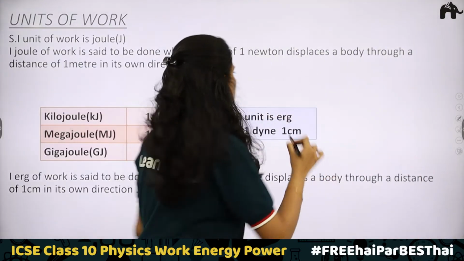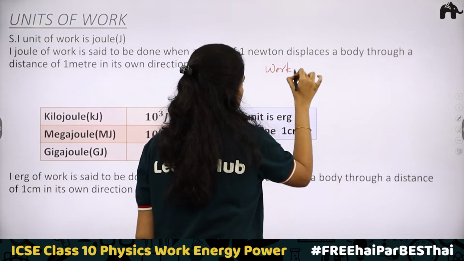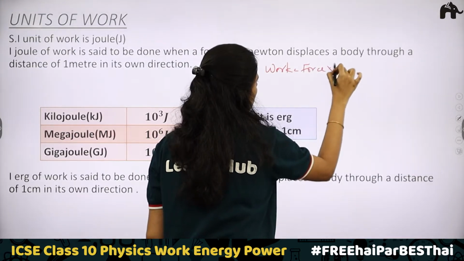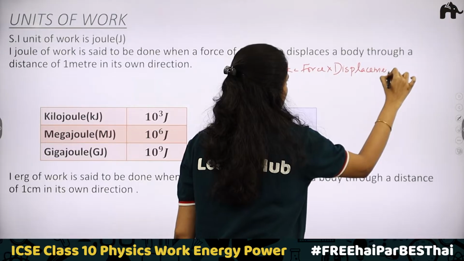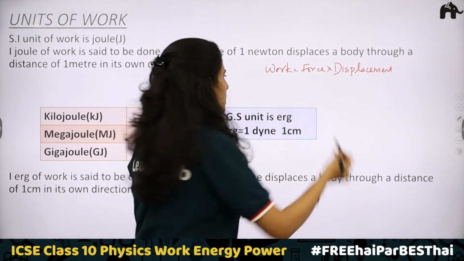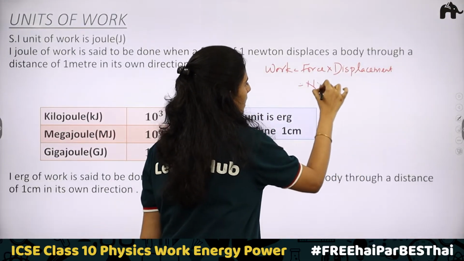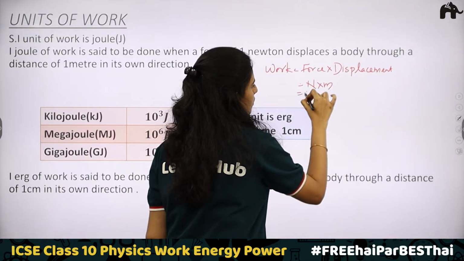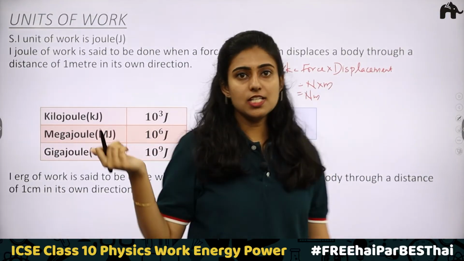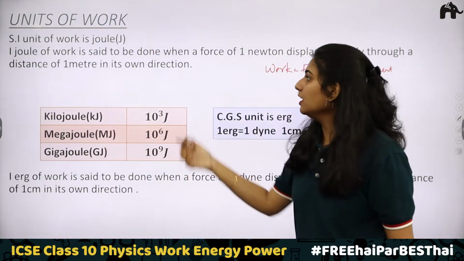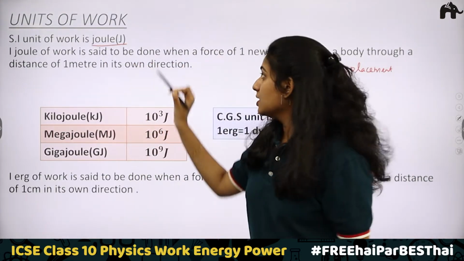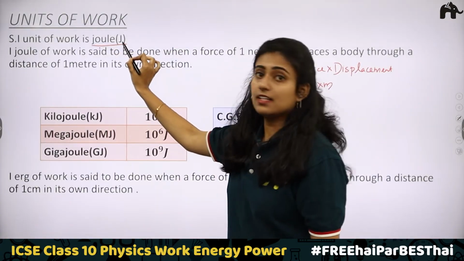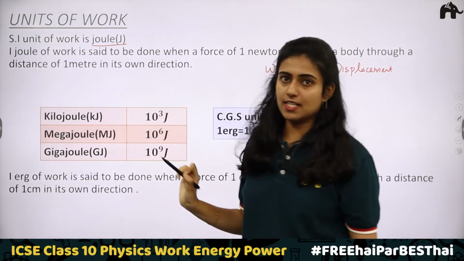Next, what are the units of work? We studied work is force into displacement. To find the unit: the unit of force is Newton and displacement is meter. Therefore, Newton meter is a unit of work, but there is a standard unit, that is the SI unit. SI unit of work is Joule. Joule is written with a small letter j, and the representation is capital J.